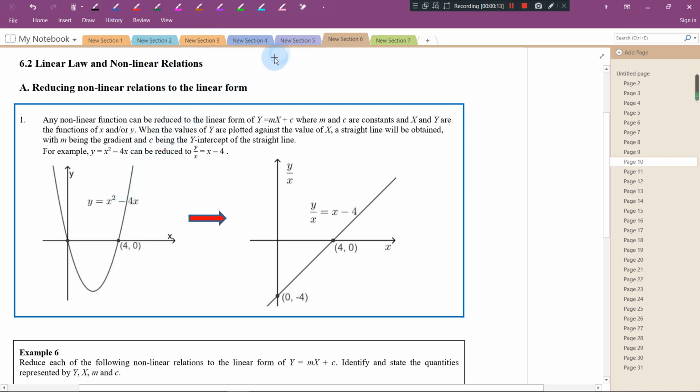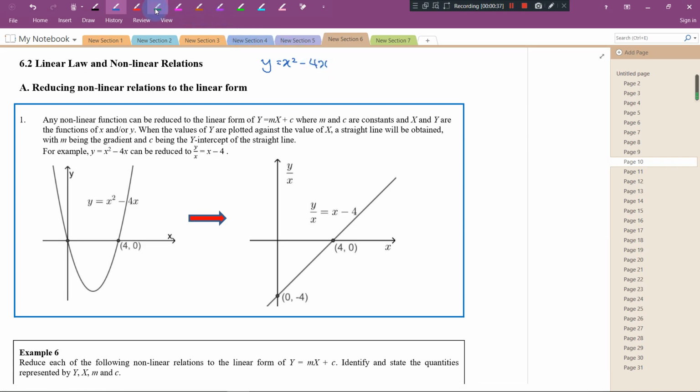y equal to x squared minus 4x. This is a non-linear relation. If we draw the graph for this function, y against x, we will get a curve, right? These are quadratic functions and we will get a parabola shape with a minimum point. Okay, let's see how we draw this curve.